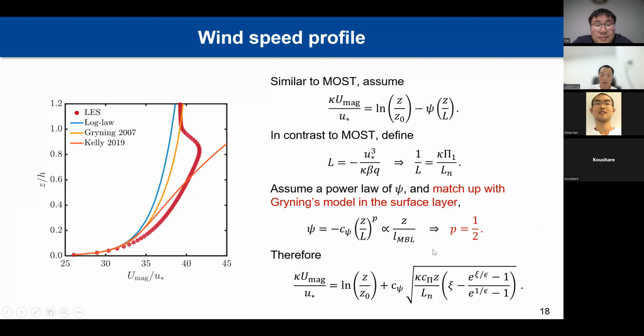Therefore, we can get our wind speed profile, and it looks like this. And here is a prediction of our model. Clearly, it matches very well with the LES data in the whole boundary layer. Of course, there is some small difference in the inversion layer. But anyway, its performance is the best among these available models.